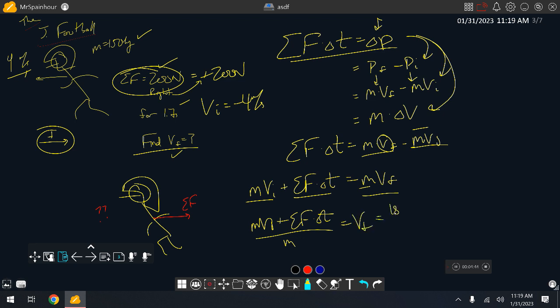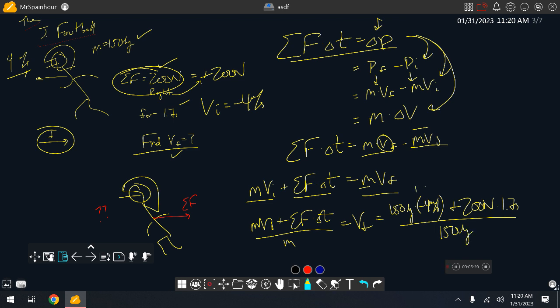And mass is 150 kilograms times velocity initial is negative 4 meters per second, which means this initial momentum was negative 600. Not an important step, but plus net force is 200 newtons times the time of 1.7 seconds. And that is divided by 150 kilograms.